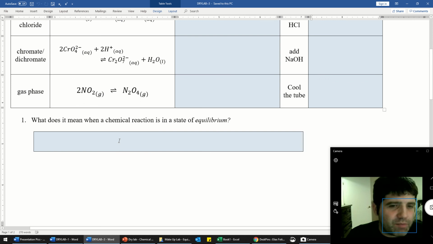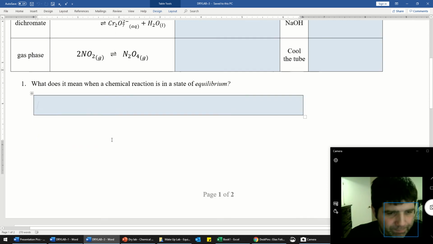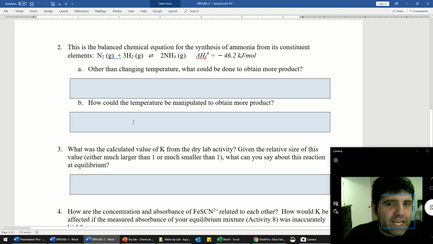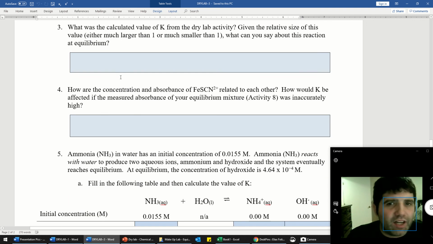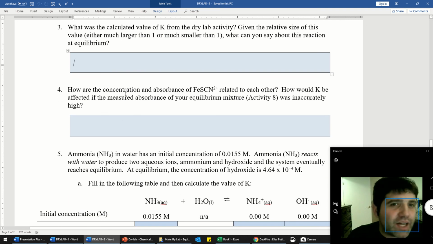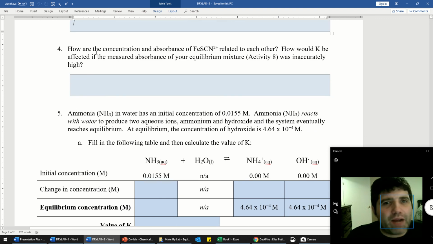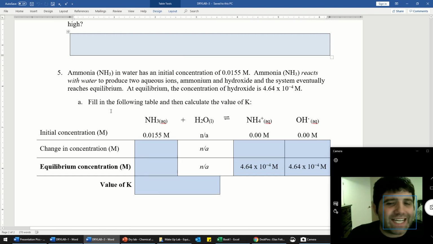Then here you're going to put a definition of equilibrium. And then on to the second page, it's talking about a reaction and manipulating it and how to get more product. What does the value of K that you got earlier mean? How are concentration and absorbance related to each other? And then finally, you're going to have an ICE table. It's going to give you a new one, with some numbers filled in for you. And so you're just doing the same sort of calculation that you did earlier.